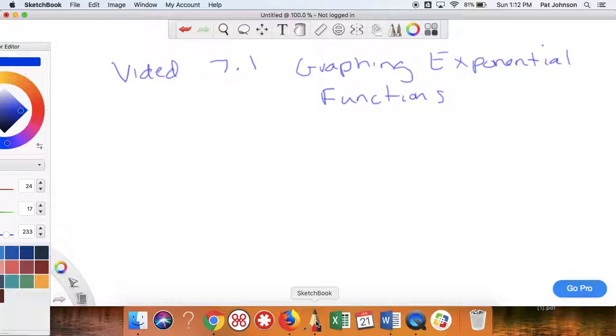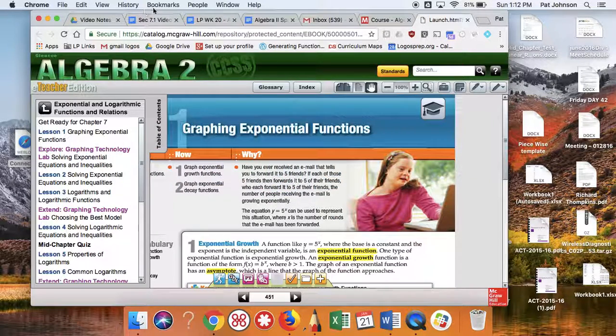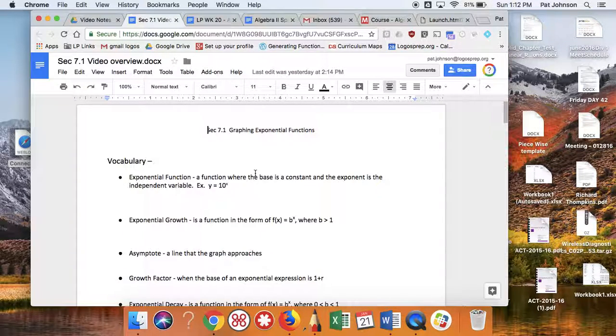Okay, this is video 7.1, graphing exponential functions. All right, so you should have your video notes with you on 7.1 and 7.1 in your book.